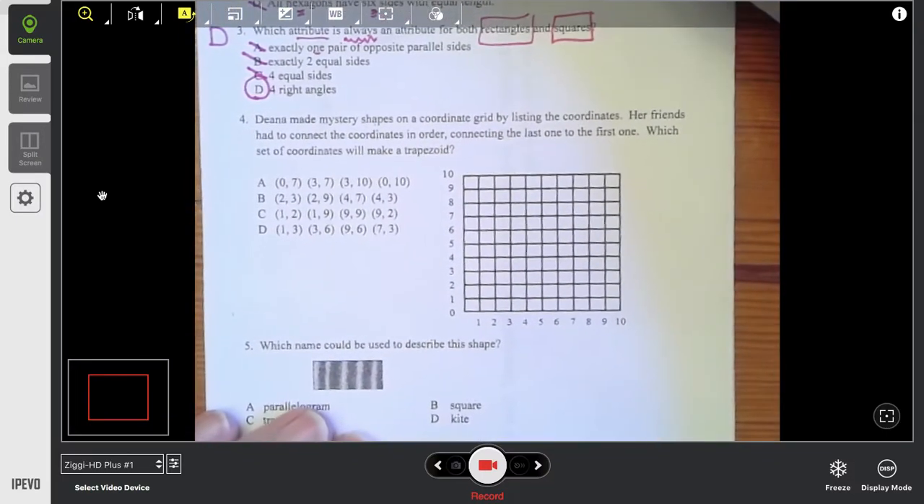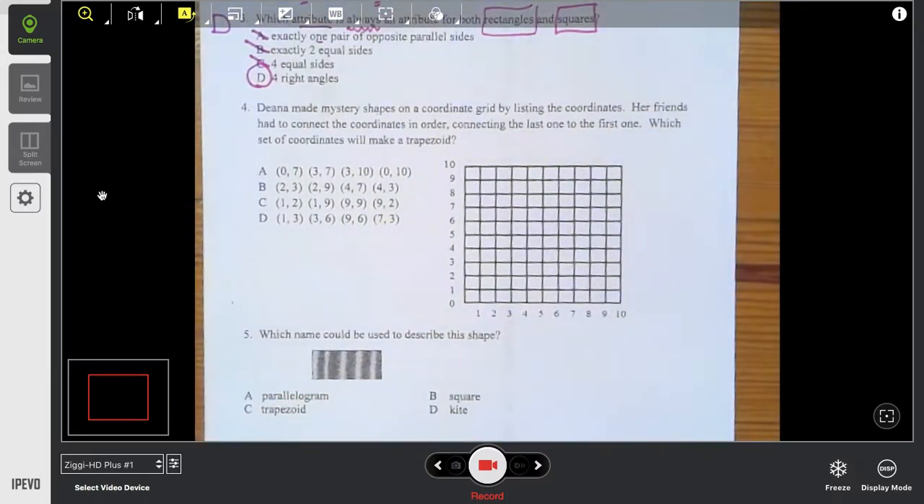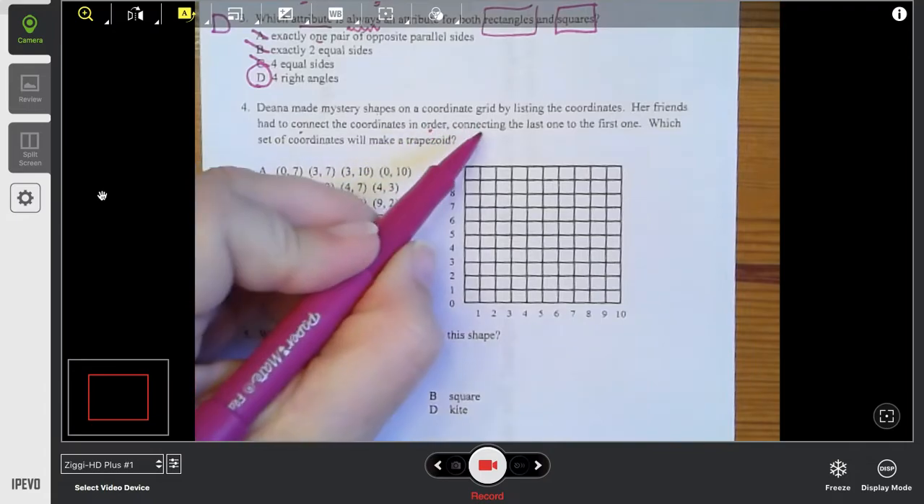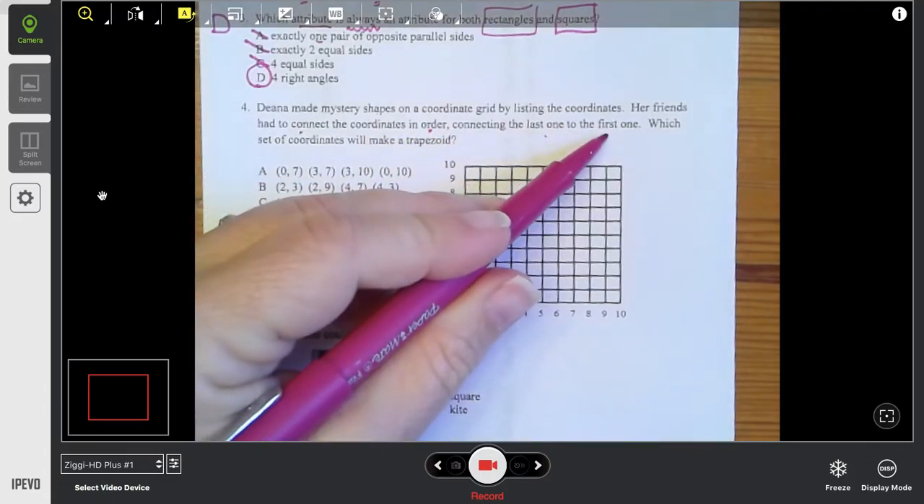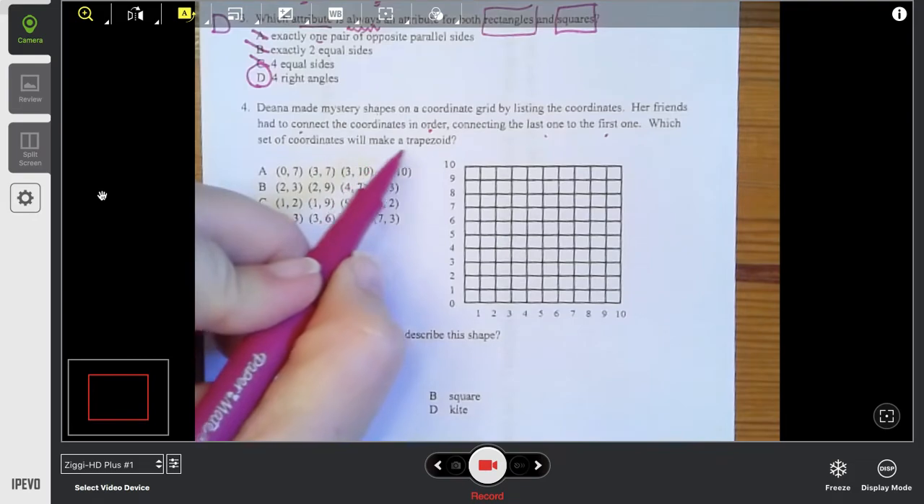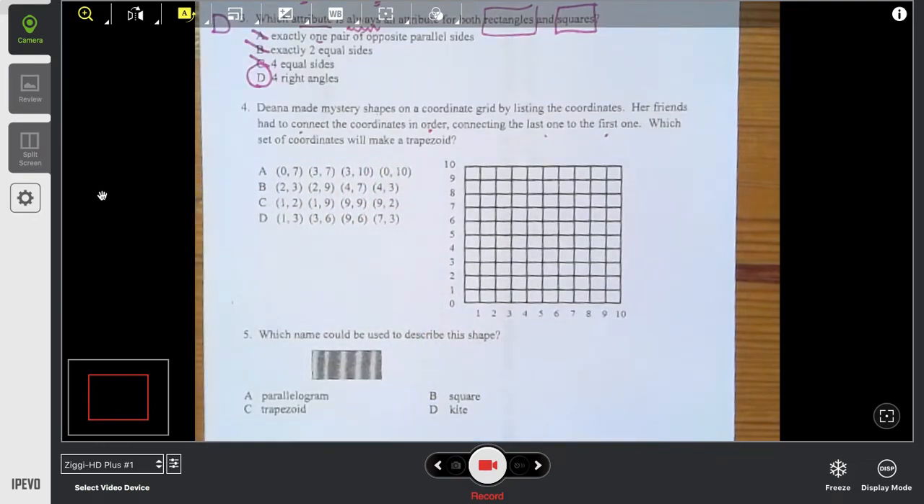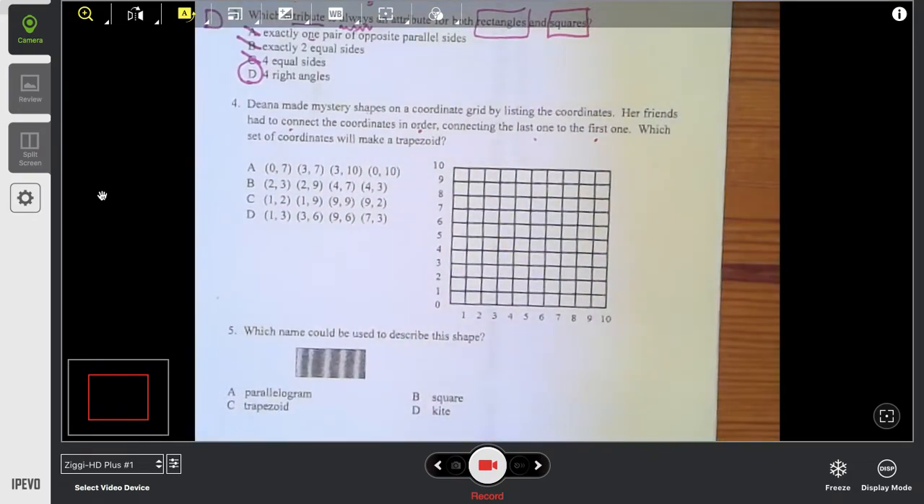Deanna made mystery shapes on a coordinate grid by listing the coordinates. Her friends had to connect the coordinates in order. We're going to connect them in order, connecting the last one back to the first one. Which set of coordinates will make a trapezoid? All right, I'm going to use different colors for this one so that we can see the different shapes as I plot them on my grid here.